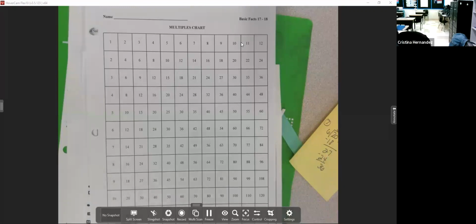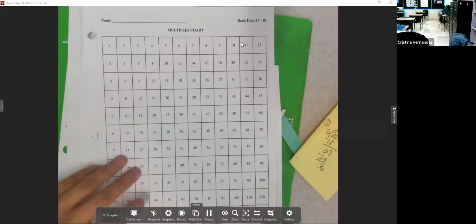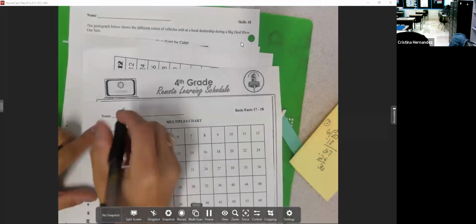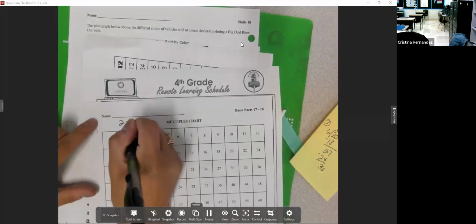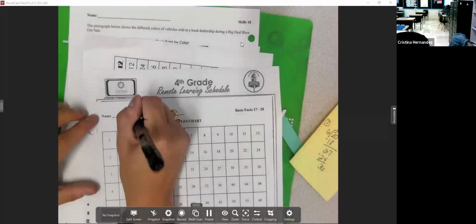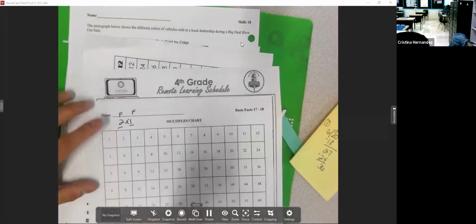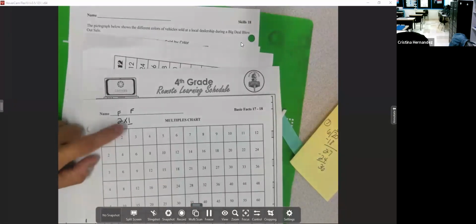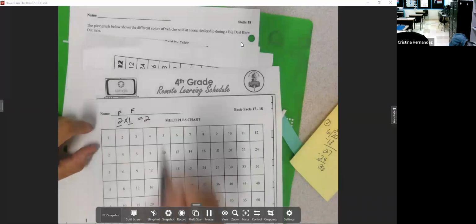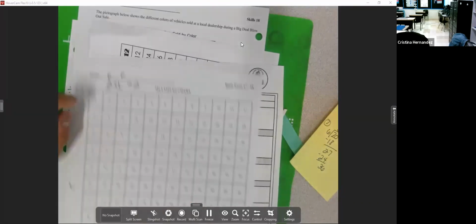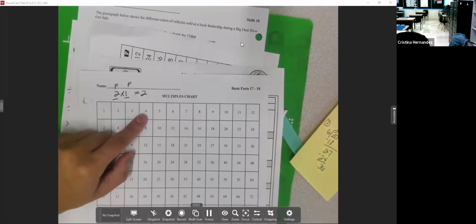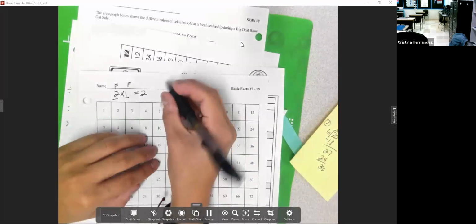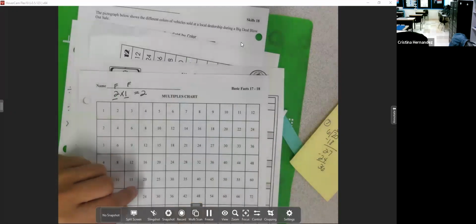So a multiple, these are all multiples in the chart. So to get 2, it would be 2 times 1. Those are your factors. These are factors. And then the multiple of 2 times 1 would be 2. So let me give you an example. What 2 factors would make 4? What times what gives you 4?